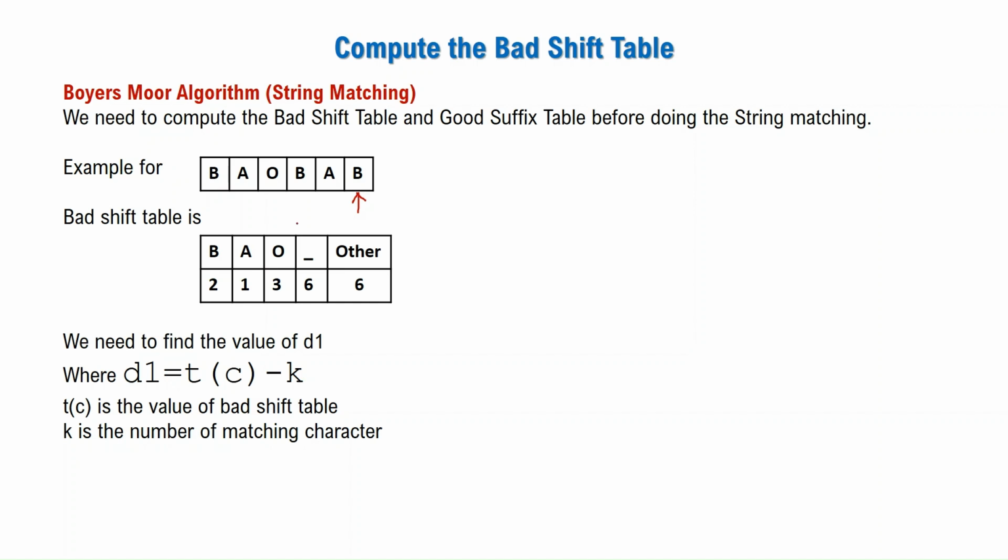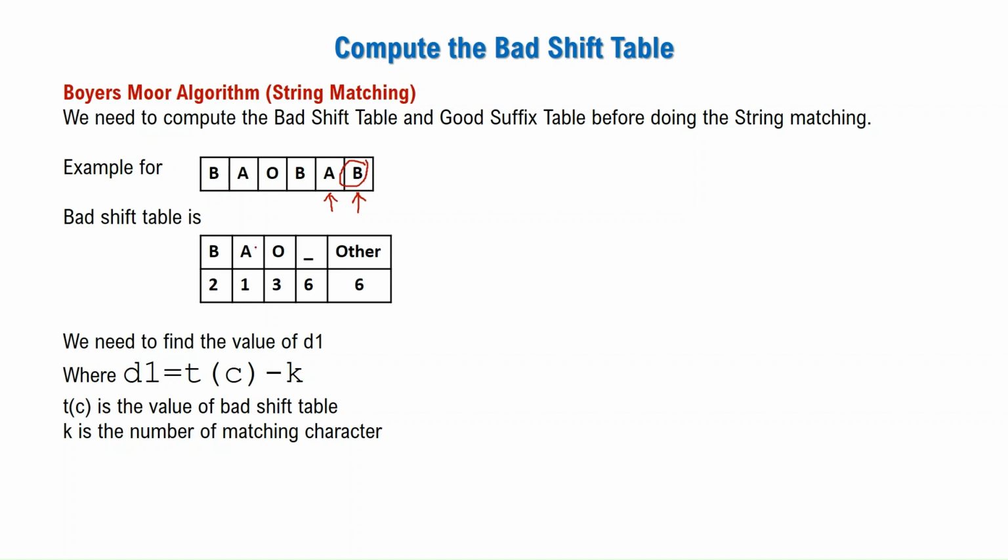But when this character occurs, suppose in the given text A is matching, but B is not matched, only A is matched. Then you're supposed to shift the given pattern by one character to the right side. That is what is mentioned here.